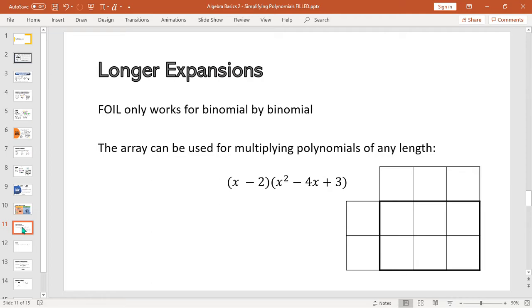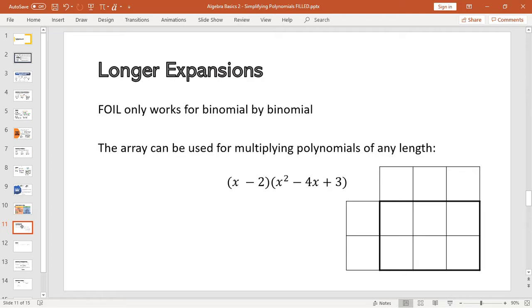FOIL is great. It's the one I grew up with. I don't use the array that often. The array is great if you're a visual person, but where FOIL has a shortcoming is when you start bringing in trinomials or really big ugly polynomials, then it doesn't work anymore. Because suddenly there's more middle terms and it gets complicated.